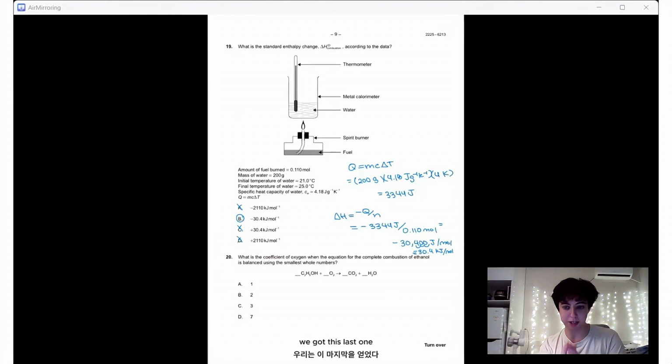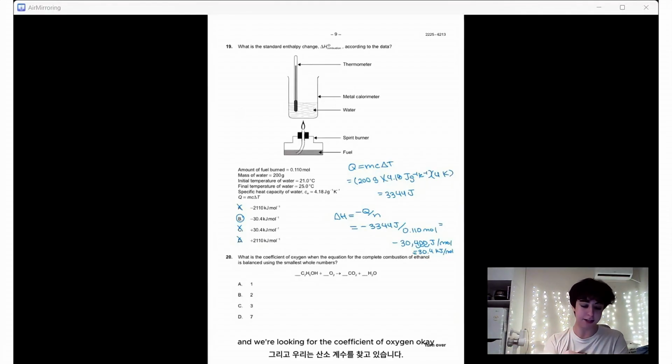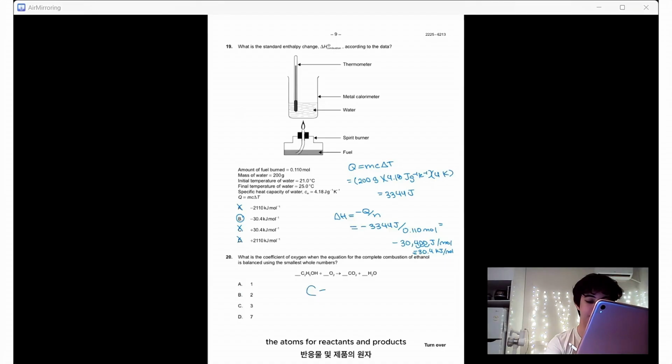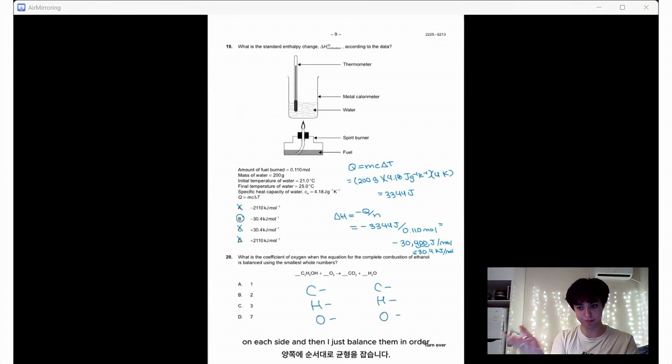Okay, question 20. We got this last one for this video, and it is literally just balancing. Very easy, very nice, and a nice break. It's specifically a combustion equation, and we're looking for the coefficient of oxygen. Okay, and so I always like to do my balancing equations a certain way. I always just list the atoms for reactants and products on each side, and then I just balance them in order. Okay, so I count, recount, whatever.